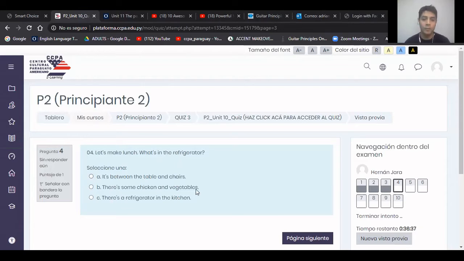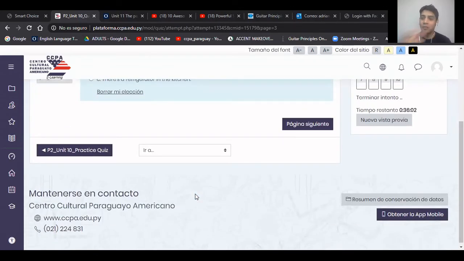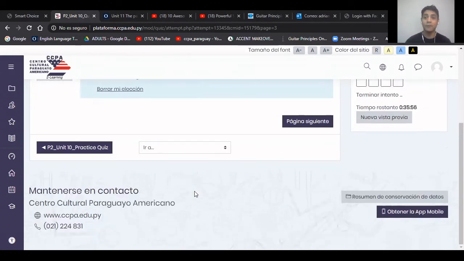"There's some chicken and vegetables." Again, let's see if it is correct or not, because we need to look at option C. "There's a refrigerator in the kitchen." We're not asking if the refrigerator is in the kitchen or not. So the only correct answer is option B. There's some chicken and vegetables, right? Those are the things that we have in the refrigerator because we need to make lunch, we need to cook. So good. You can do these exercises on the platform, okay?